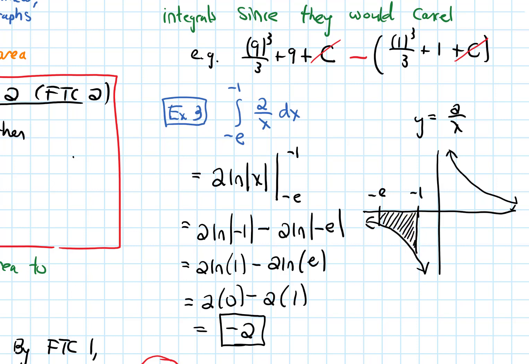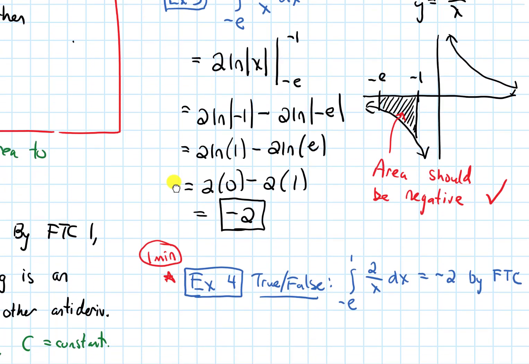So this whole region is below the x-axis, so it makes sense that our area should be negative. And that's what we were getting with our answer. We got a negative value. So that's good. All right, let's do another example.